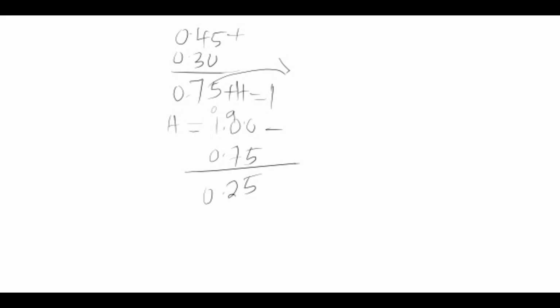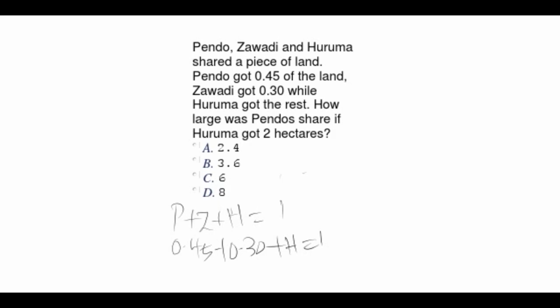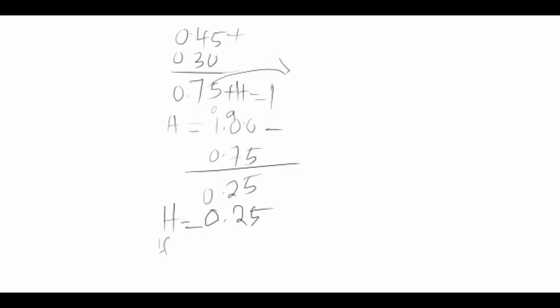So we have 0.25. So Huruma's share is 0.25. Then we are told Huruma got 2 acres. How large was Pendo's share if Huruma got 2 acres? So if 0.25 is equal to 2 acres, what about Pendo's, which is 0.45? It will be equal to how many acres?